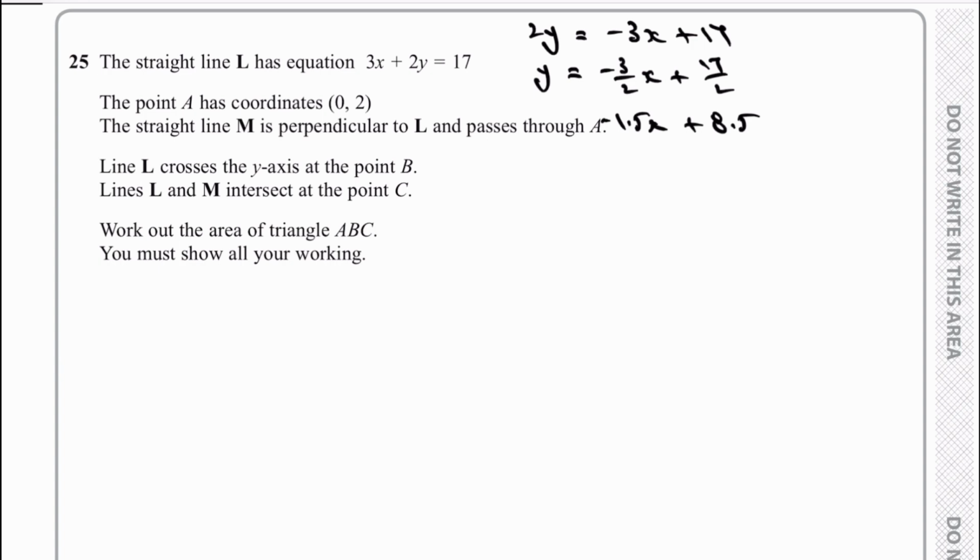Okay, so let's have a look then. It says the point A has coordinates (0, 2), and the straight line M is perpendicular to L, and it passes through A.